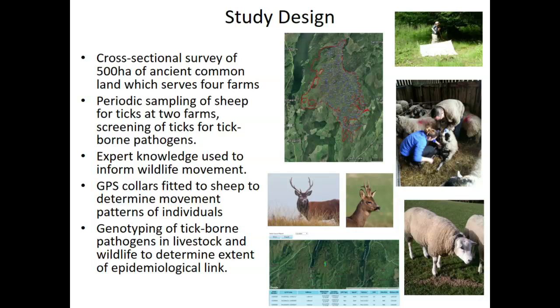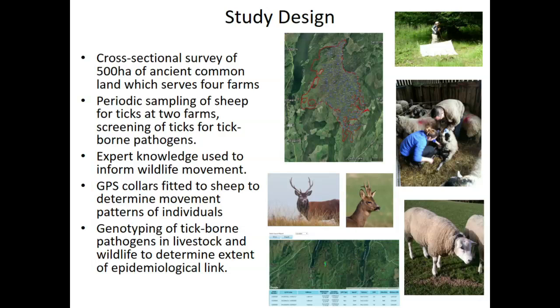So 500 points were randomly generated, of which over 300 were successfully sampled using a standardised dragging method. It's a very high-tech method where we go into the field, we take a woolen blanket, drag it behind us, turn it over and pull any ticks off that may have attached to it.